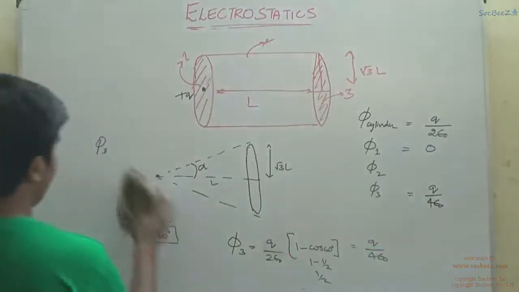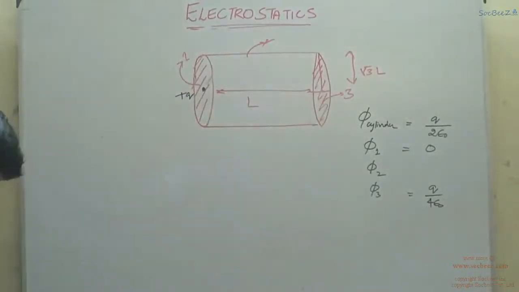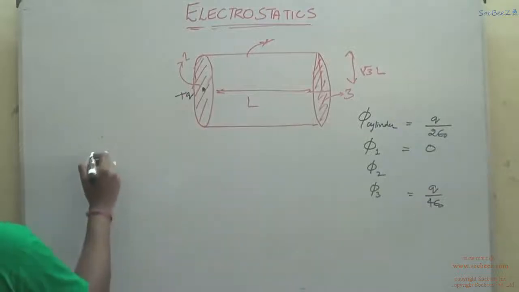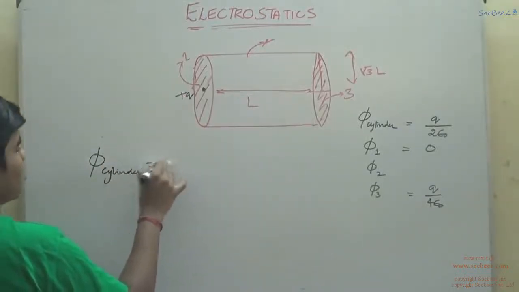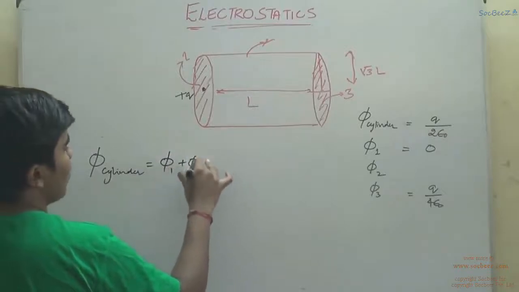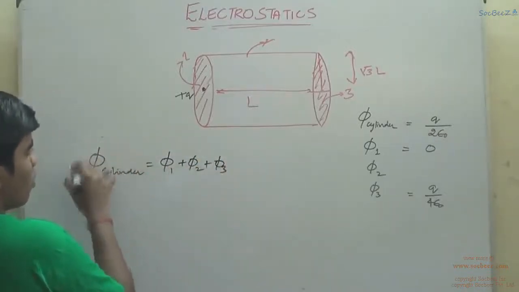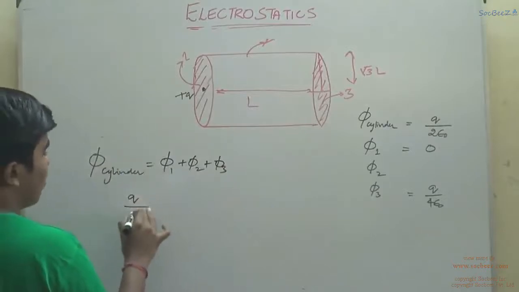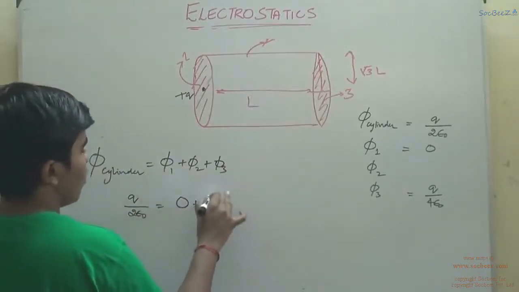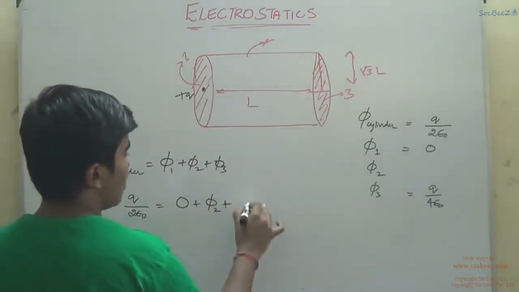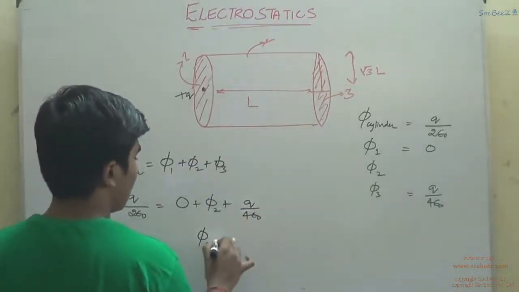Now here what comes is very interesting. The net flux, that is phi of cylinder, is equal to phi 1 plus phi 2 plus phi 3. Now we know what phi of cylinder is. Phi of cylinder is q by 2 epsilon naught. Phi 1 is 0. We need to find out phi 2. Phi 3 is known. So what does it mean?